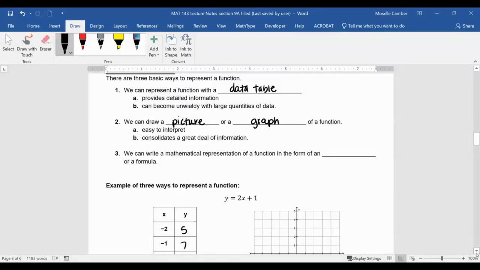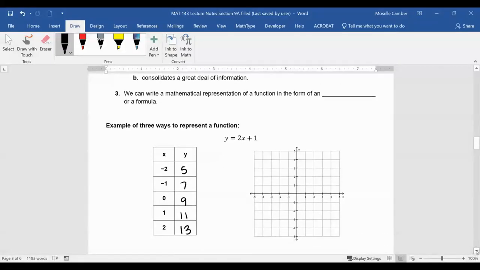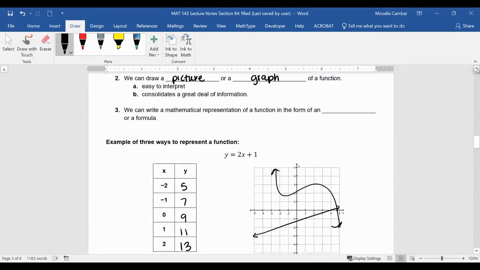one graph. So, for example, we could have this graph here. Let's say we have a line here, or we could have a curve. Just whatever your function is could be displayed here.